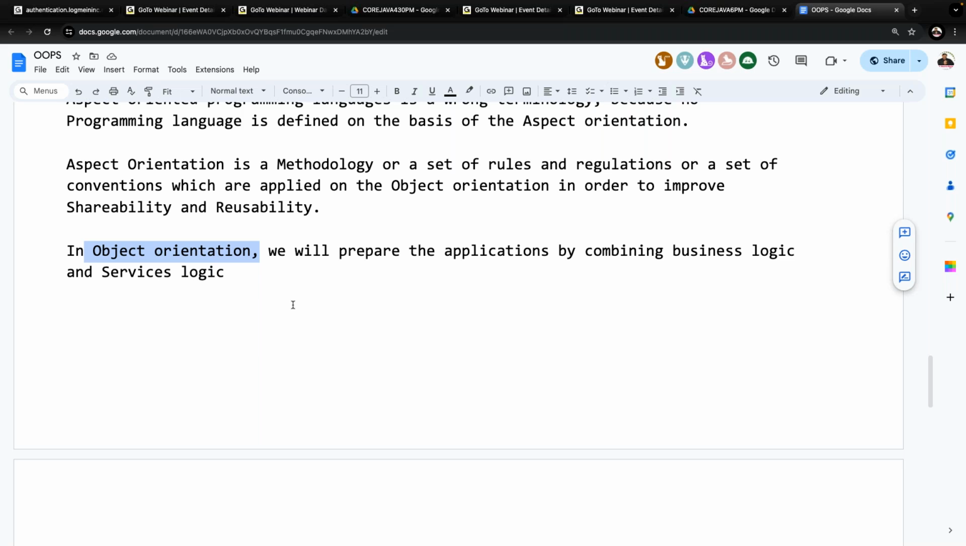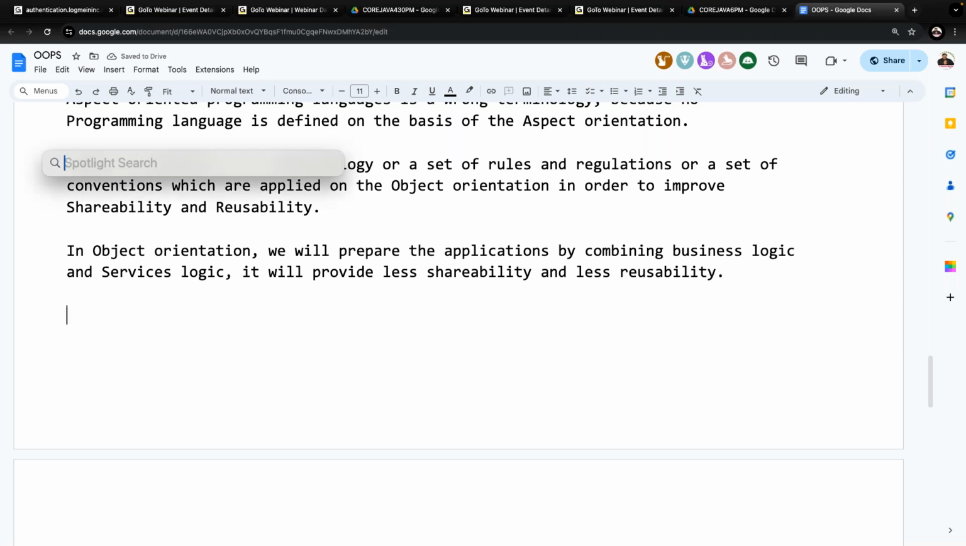Just give a minute of time. I will give a diagrammatic representation so we are able to understand it clearly. In object orientation, we prepare the applications by combining business logic and services logic. It will provide lesser shareability and lesser reusability. Let me prepare the diagram here. Now observe carefully.